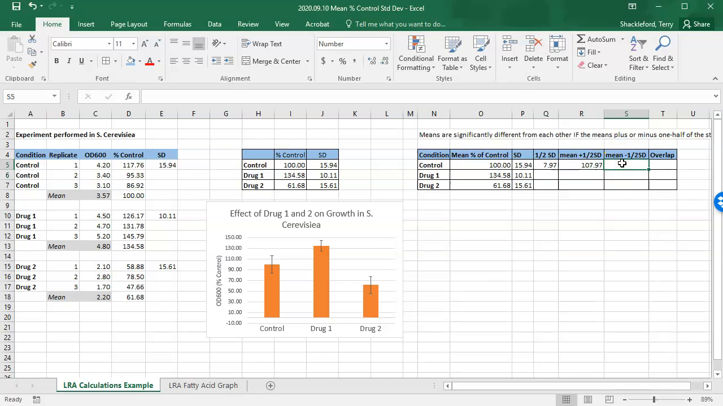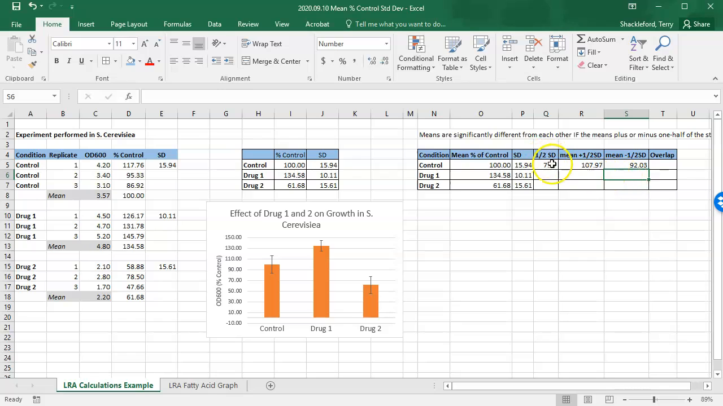Likewise, we'll take the mean, we'll select equals, the mean minus 1/2 standard deviation. Let's see, I feel like there's a mistake here, so let's try it again. So equals the mean minus 1/2 standard deviation. There we go, and we get 92.03.